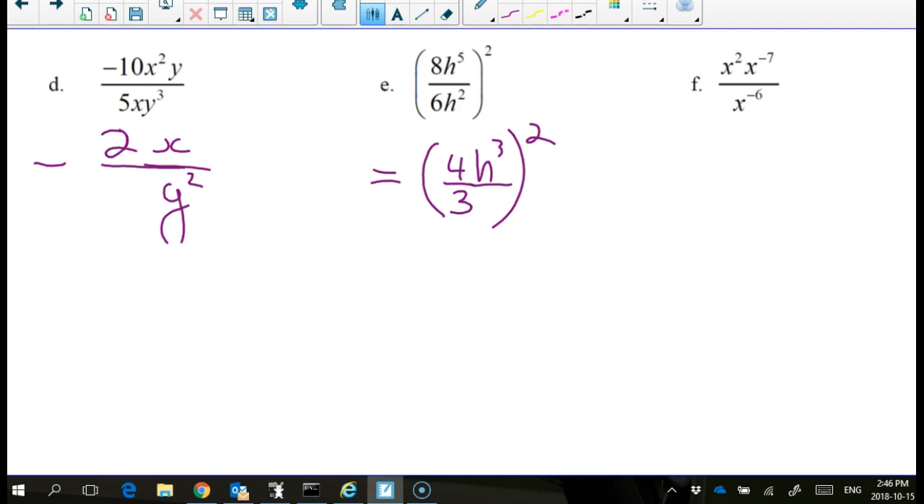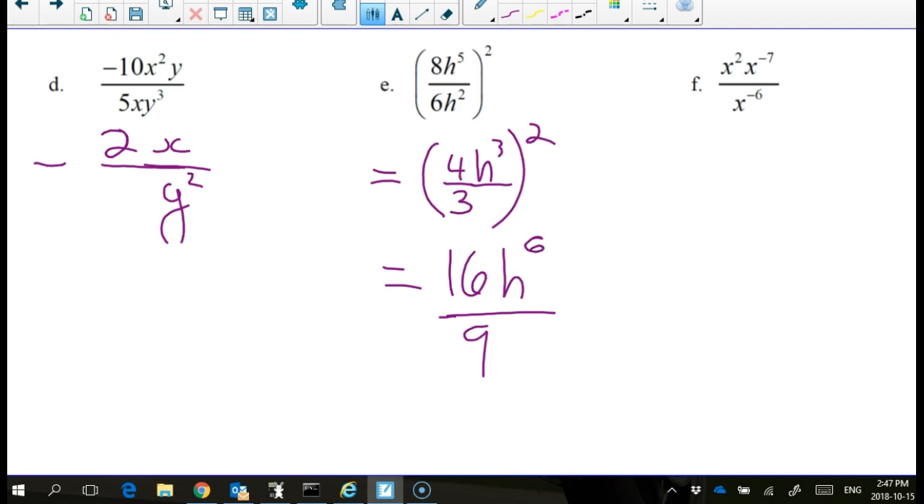Okay, and if you look at this, 4 over 3 can be made into 8 over 6, and the h cubed is equivalent to that. And now what do we do? So now we square it and get 16h to the 6th all over 9. Right, nice long fraction bar. So 16h to the 6th is clearly in the numerator, and 9 is clearly in the denominator.